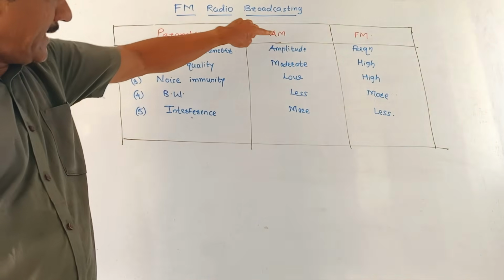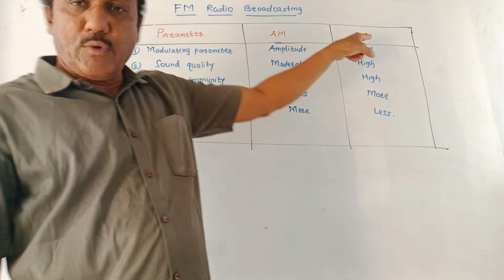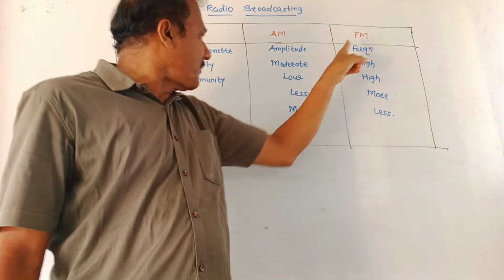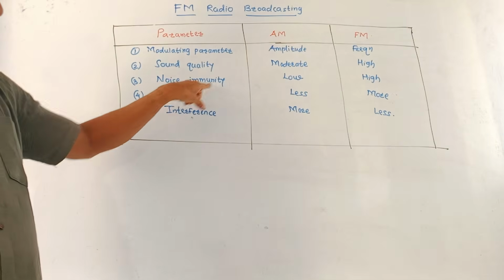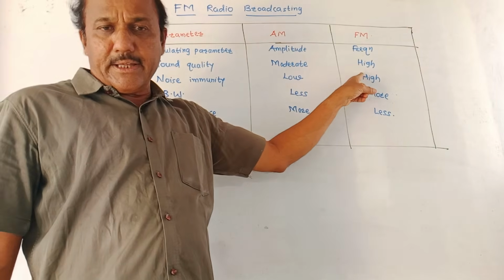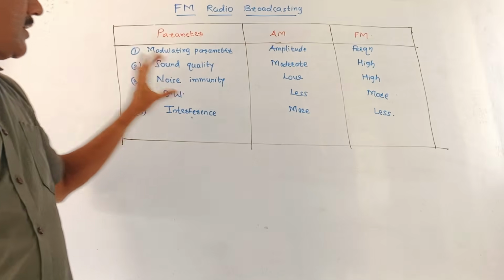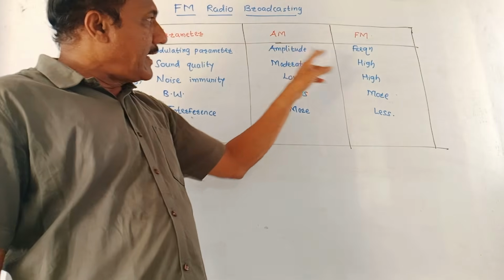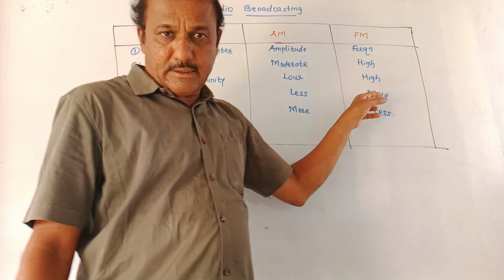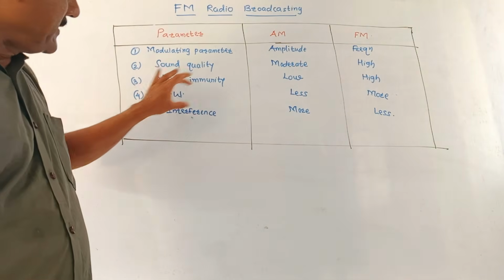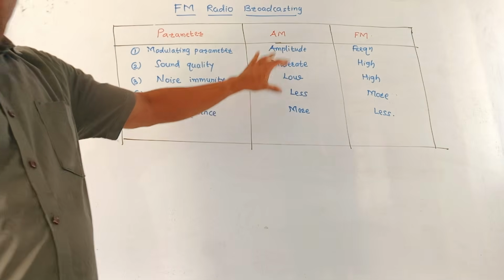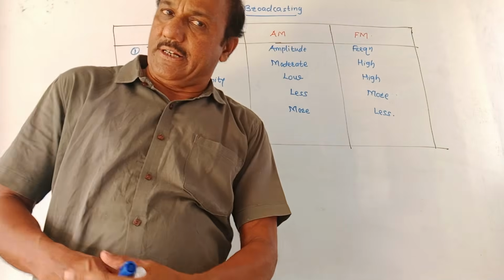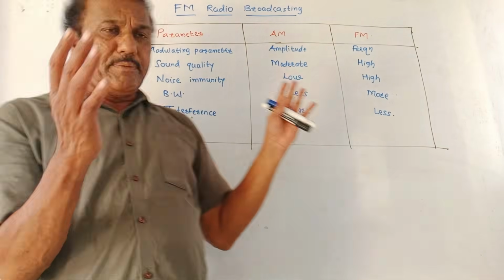Then sound quality in AM is moderate, whereas we are getting high sound quality in the case of FM. Noise immunity is low in AM, and we are getting better noise immunity in the case of FM. The bandwidth requirement for AM is less, whereas the bandwidth requirement of FM is more. Then interference is more in the case of AM, and it is less in the case of FM. So this is the comparison between AM and FM.